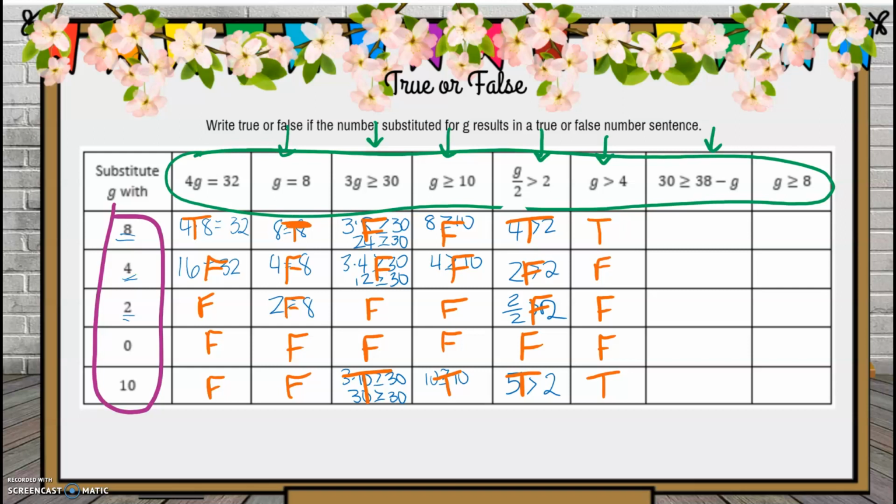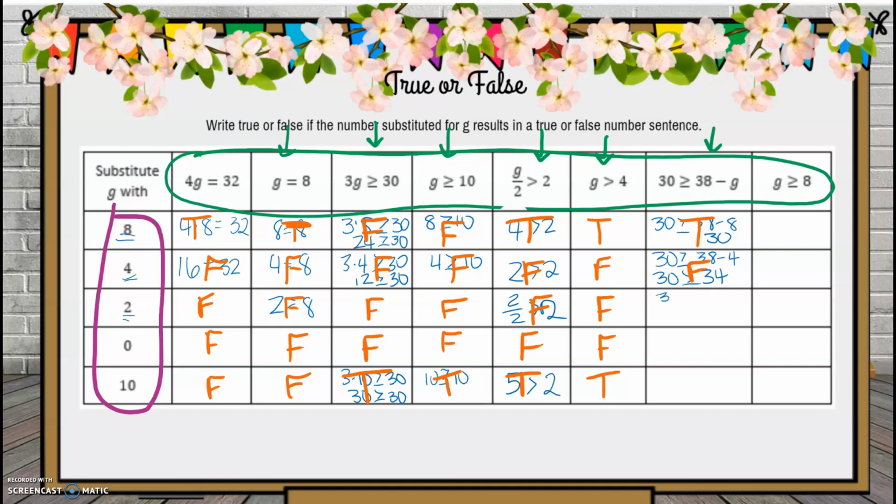So let's go ahead and start solving it. Is 30 greater than or equal to 38 minus 8? Well, 38 minus 8 is 30. And so 30 is equal to 30, so that first one is true. Let's go ahead and try the next one. Is 30 greater than or equal to 38 minus 4? 38 minus 4 is 34. And so 30 is not greater than or equal to 34. So that one is false.